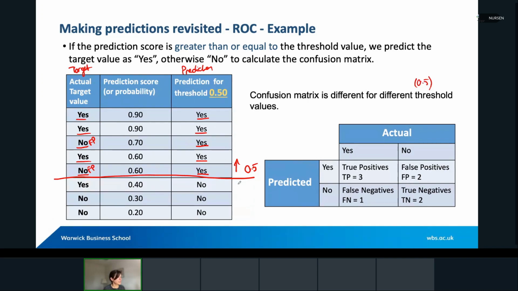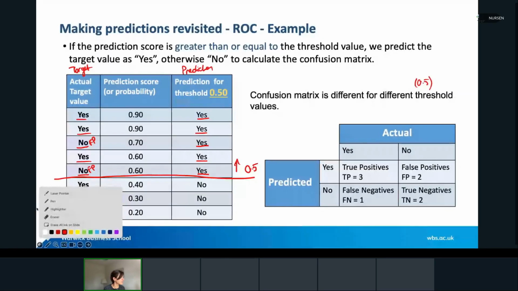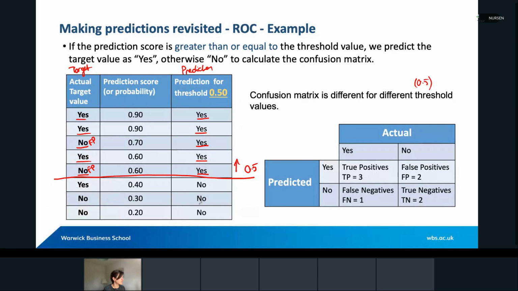And if we check the no predictions, how many of them are identified correctly? So let's use a different color. We predict as no, and it was a no. So this is a true negative. We predict as a no, it was a no, this is a true negative. And we predict as no, but this was a yes case. So this is a false negative. So we have 2 true negatives and 1 false negative. So basically, how we obtain the confusion matrix, we compare our predictions with the actual value, and then we count. But this is just for threshold 0.5.